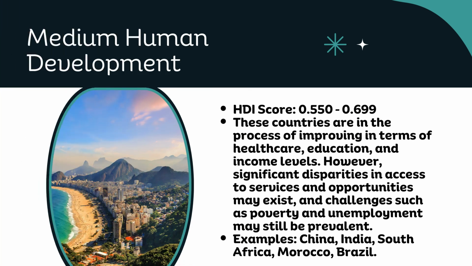Medium human development: HDI score 0.550 to 0.699. These countries are in the process of improving in terms of healthcare, education, and income levels. However, significant disparities in access to services and opportunities may exist, and challenges such as poverty and unemployment may still be prevalent. Examples: China, India, South Africa, Morocco, Brazil.